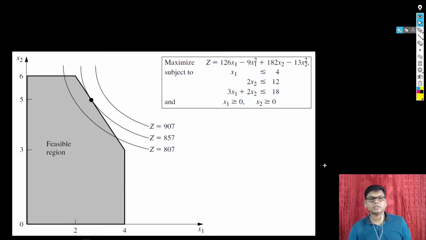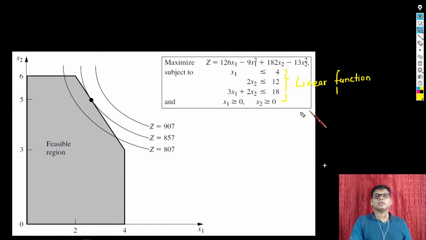Let's see another example. So the feasible region is almost the same. Now you see, in the earlier nonlinear programming problem there was a nonlinear constraint, but now the constraints are all linear functions. These are all linear functions. But you see here, this one is a nonlinear function, so this will be a nonlinear programming problem.